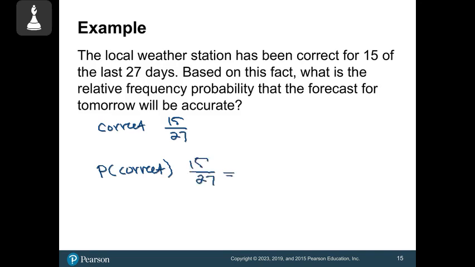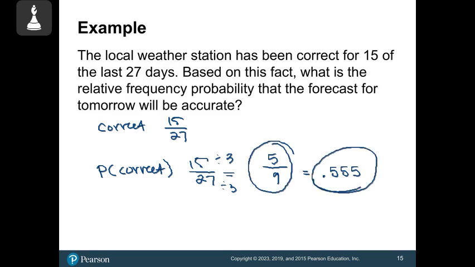And I can reduce that. Let's see, both of those are divisible by 3. 15 divided by 3 is 5. 27 divided by 3 is 9. So 5/9, and that's 0.555. So 5/9, or 0.55 chance that they will be correct on their next weather prediction.